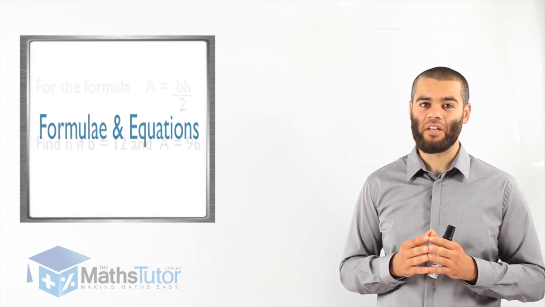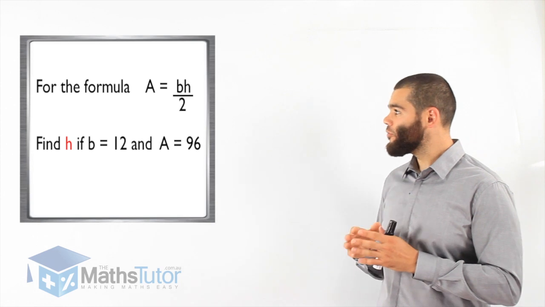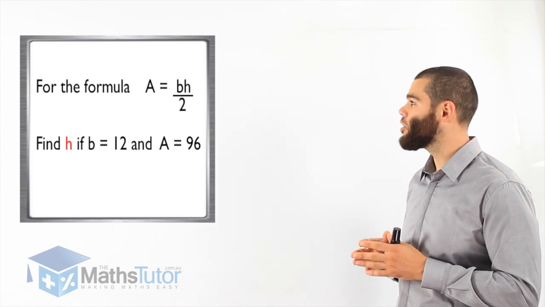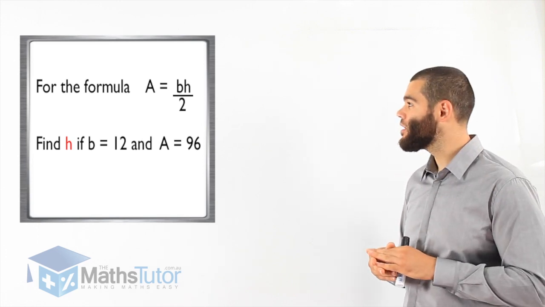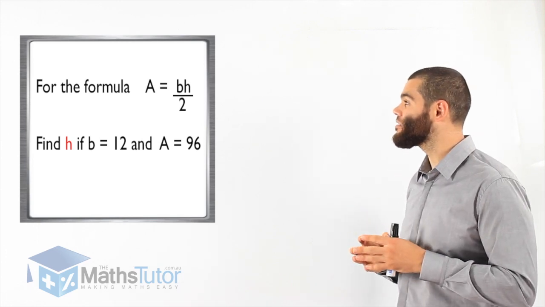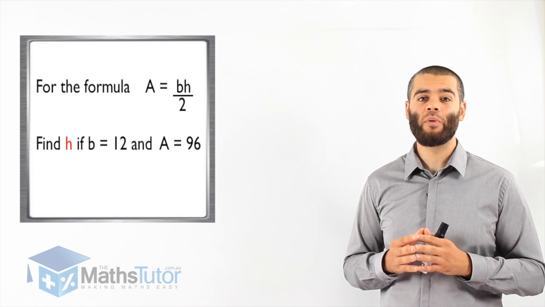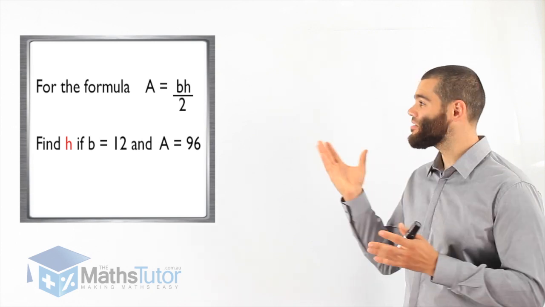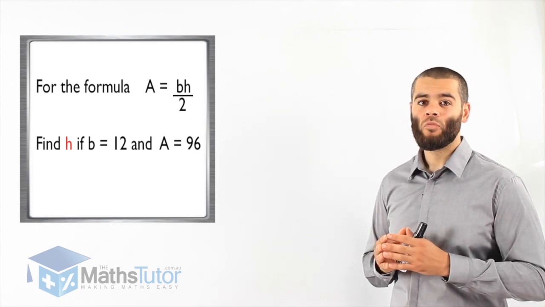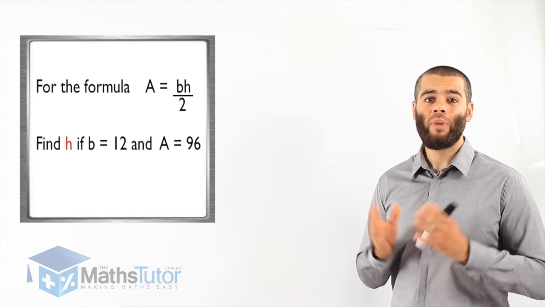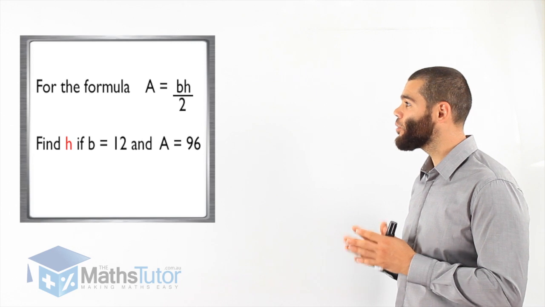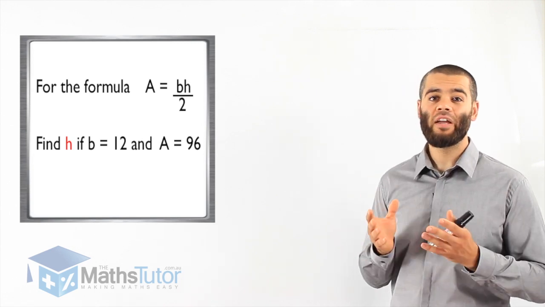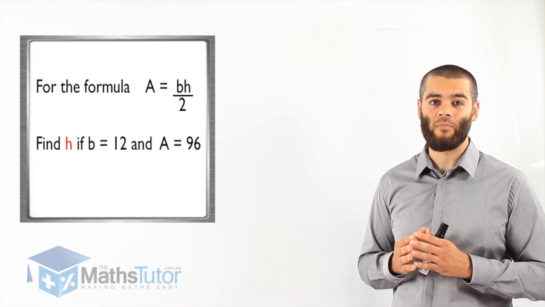Let's see one example. For the formula A equals BH over 2, find H if B is 12 and A is 96. Normally with formulas we are asked to find the subject, in this case here, the A. But here we're actually asked to find one of the variables, in this case H. Find H. How do we work it out?